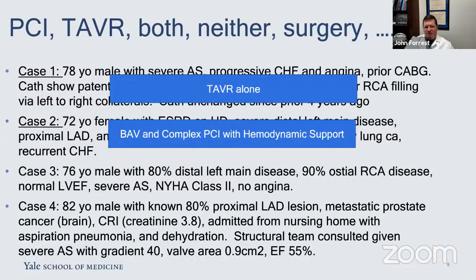Shun, how about our third case here? 76-year-old male, 80% distal left main, 90% ostial RCA, normal EF.